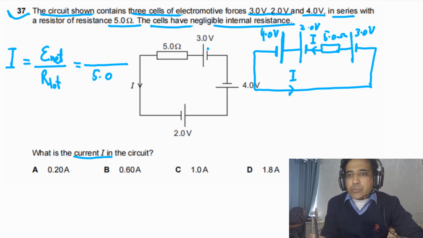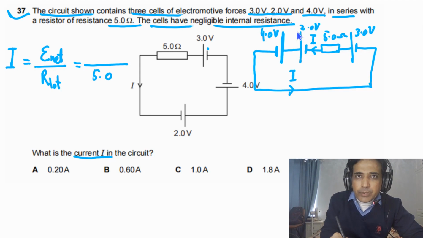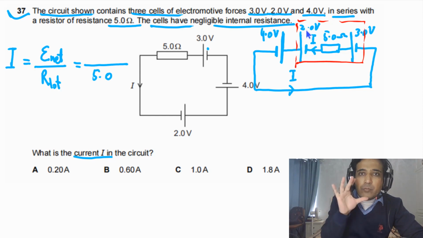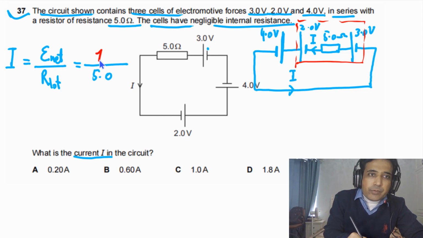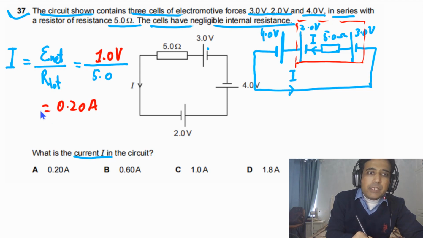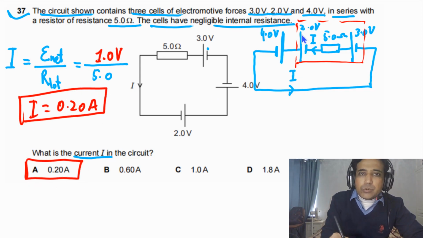So what is the net EMF? If you look at these two cells, they are connected in series. So we have 3 plus 2, which means 5 volts, but this one is connected in the reverse order. So it means 5 minus 4. So the net EMF will be equal to 1.0 volts. And if we solve this one, we will get 0.20 amps. So the answer will be A. So this is how you need to approach it: find out the net EMF, and then we can figure out the current.